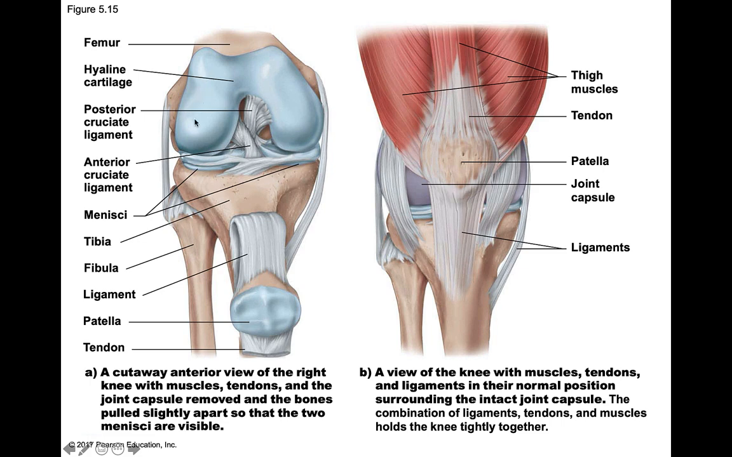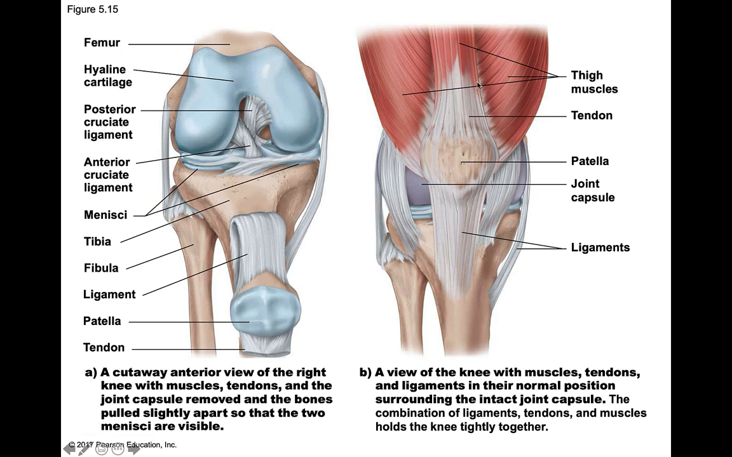Okay, so here's the hyaline cartilage. Okay, we're going to see the meniscus. There's one on each side. All right, so we have a lateral and medial meniscus. Okay, we can see those ligaments overall.